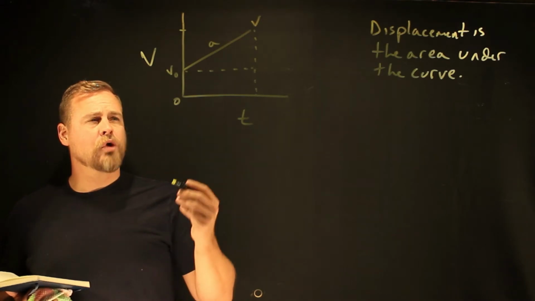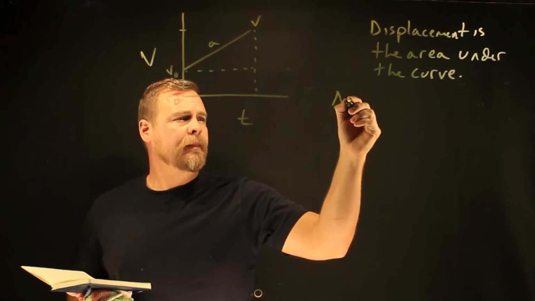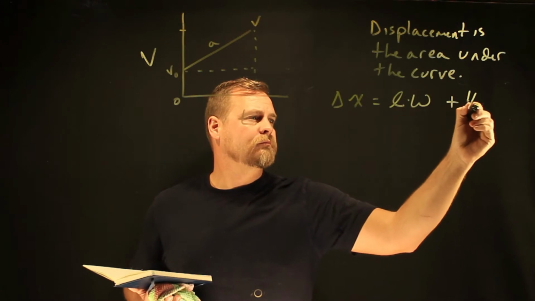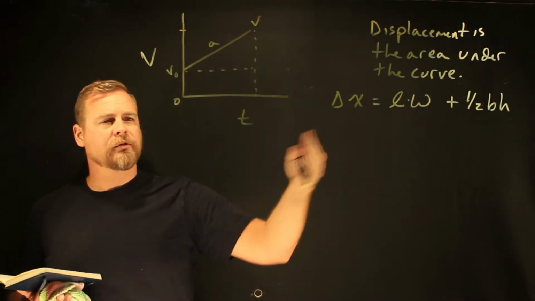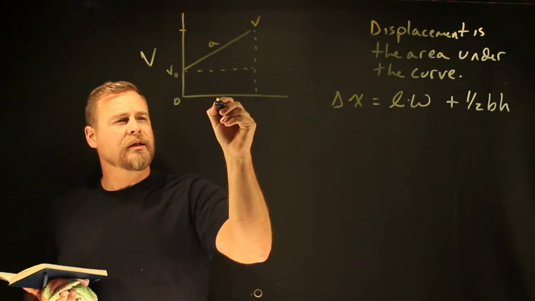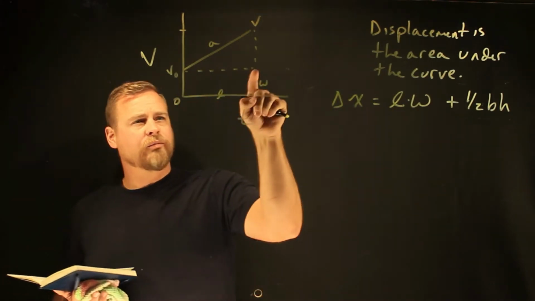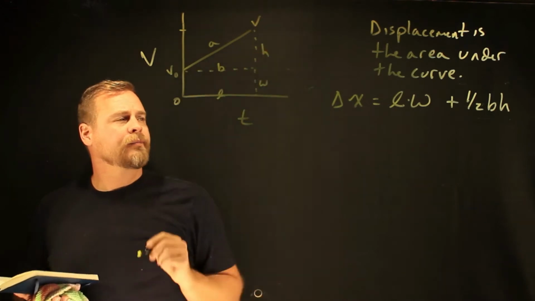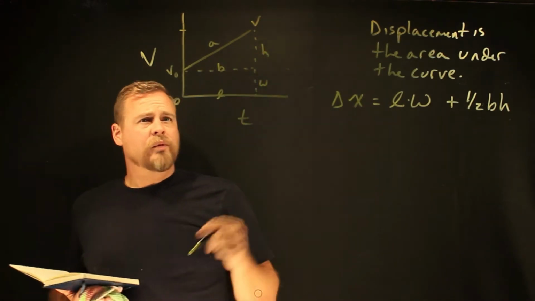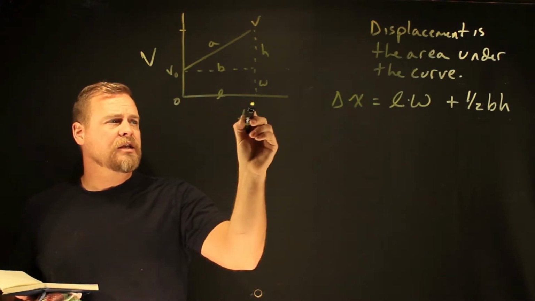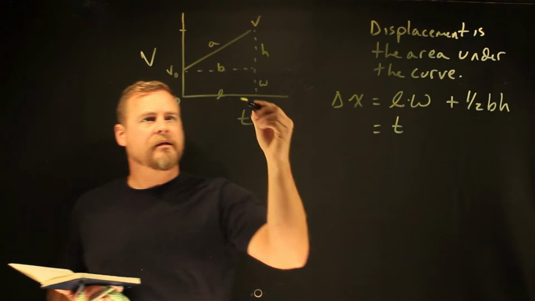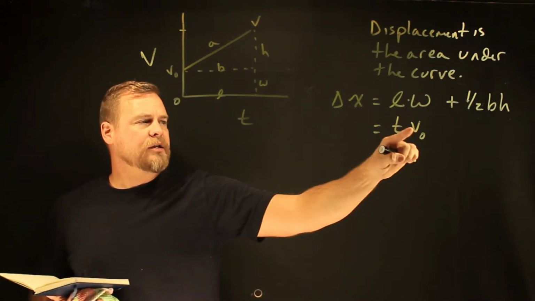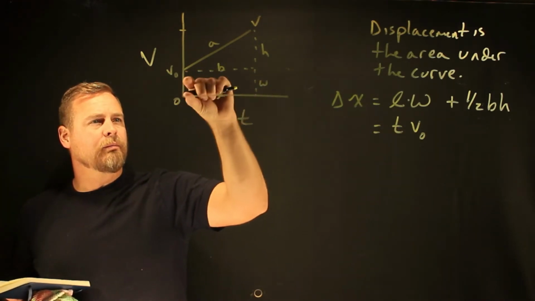And so if I wanted to know the total displacement, I could come up with the formula length times width, meaning the length and the width of this box, plus the area of the triangle here, 1/2 base times height. Okay? Now, length times width is pretty easy to figure out. We've got t as the length and 0 to v naught as my height. And so t times the initial velocity would be this bottom area.